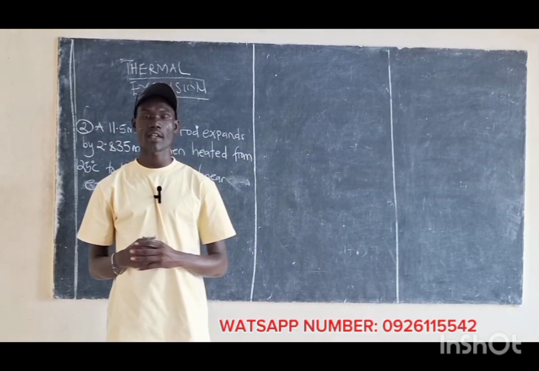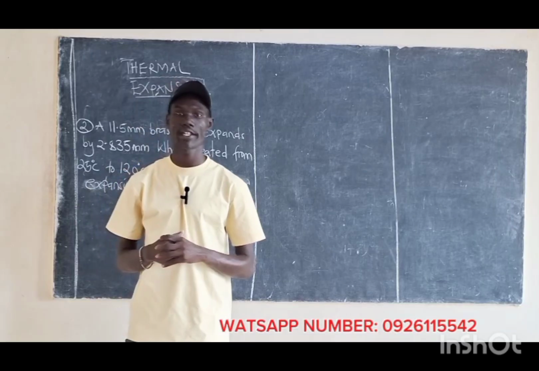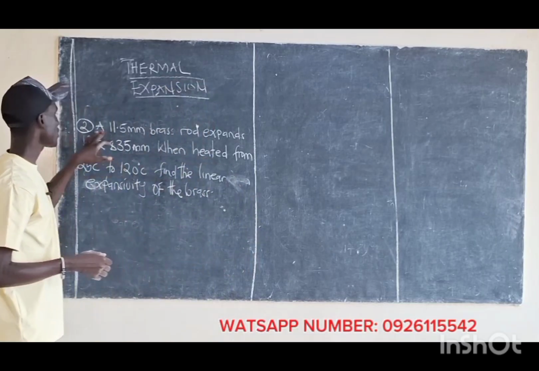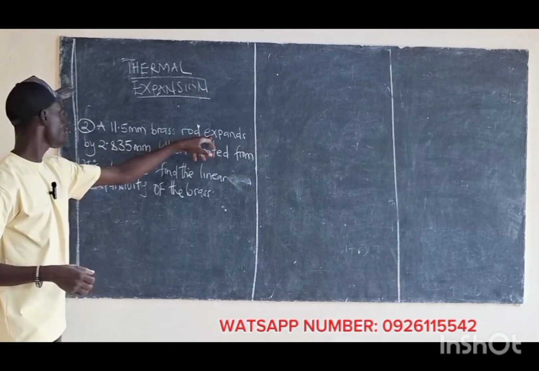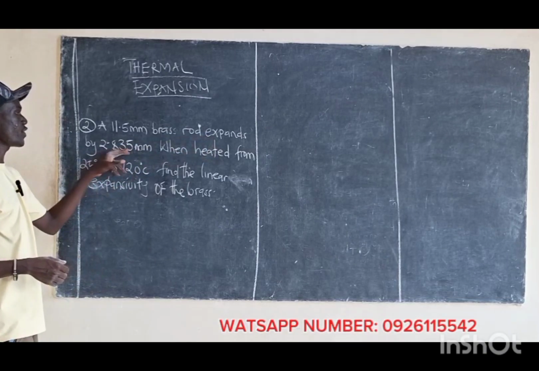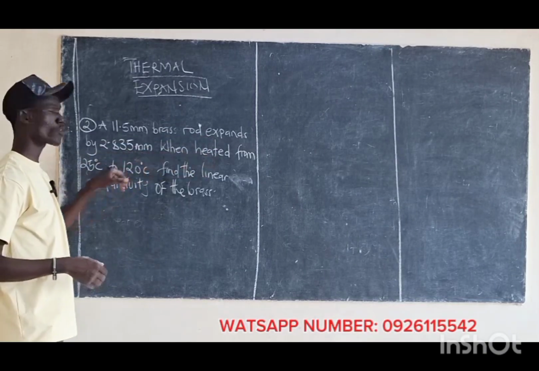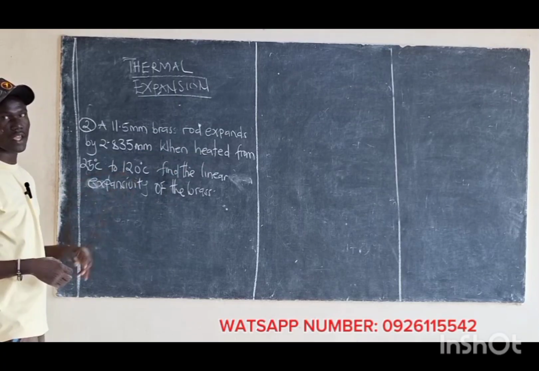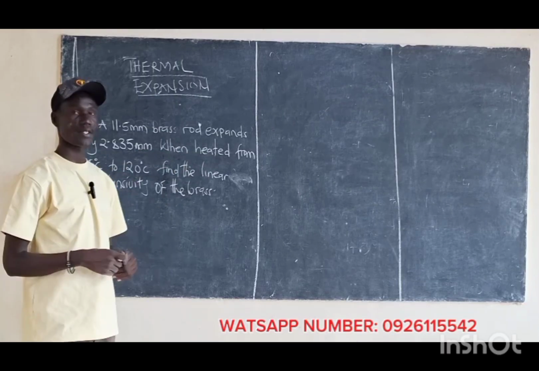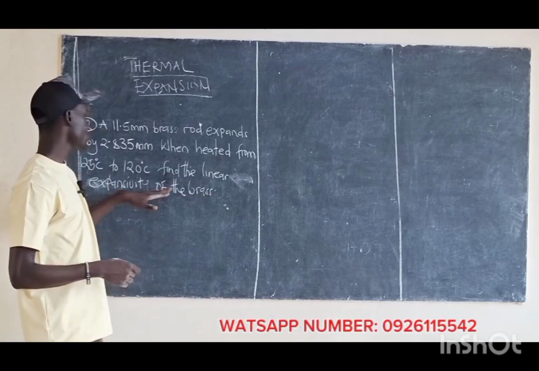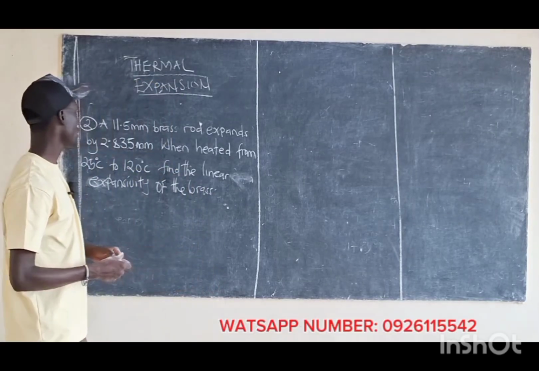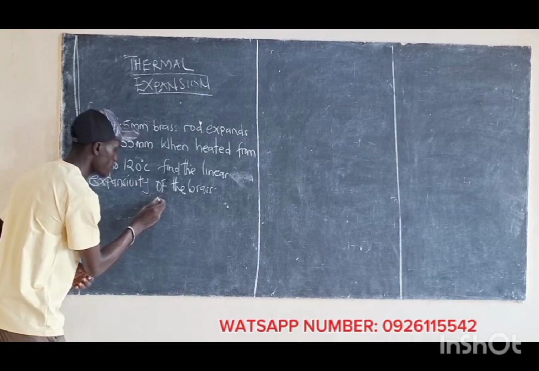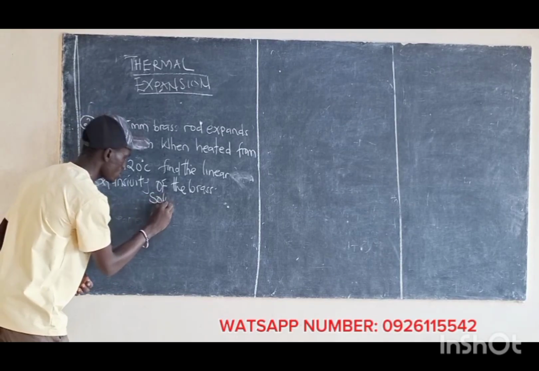This is our example 2 under linear expansivity. It says that an 11.5 millimeters brass rod expands by 2.835 millimeters when heated from 25 degrees Celsius to 120 degrees Celsius. Find the linear expansivity of the brass rod. Now from here, we're going to say solution, and let's list down the given parameters.